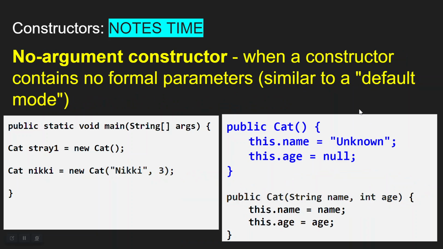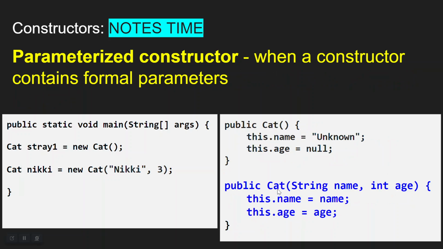Okay. By the way, this constructor that you see up here that has nothing in the parentheses, this is what you call a no argument constructor. And this is when a constructor contains no formal parameters. And it's similar to what you might call a default mode. When you create an object and you don't know any information about that object, it's common practice to just go ahead and set those values to be kind of their default values. So the string could be unknown in this case, and then again, the age could be null, or you could set the age to 0 or something like that. So those are always options that you have.